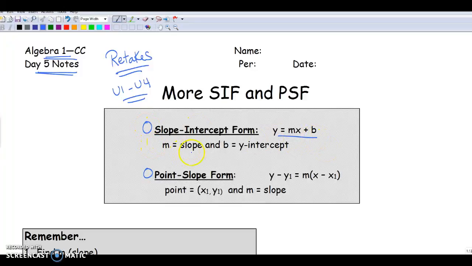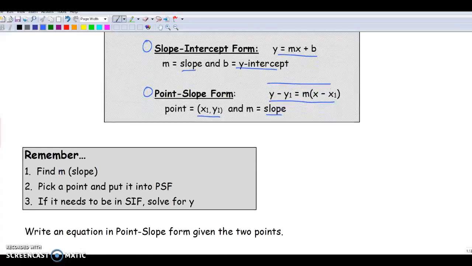Slope-intercept form, remember that was yesterday. y = mx + b. m is the slope, b is the y-intercept. Point-slope form is this lovely thing. You make sure you know this. y - y1 = m(x - x1). m is the slope of the line, and (x1, y1) is the point that the line goes through.